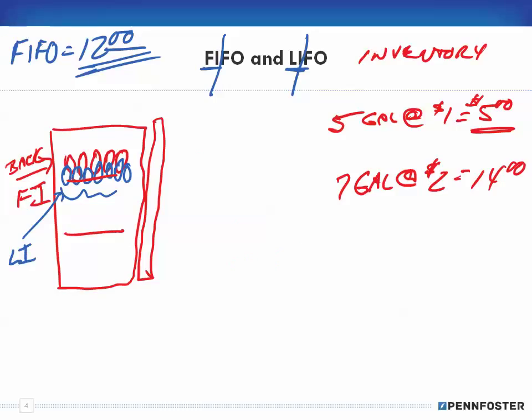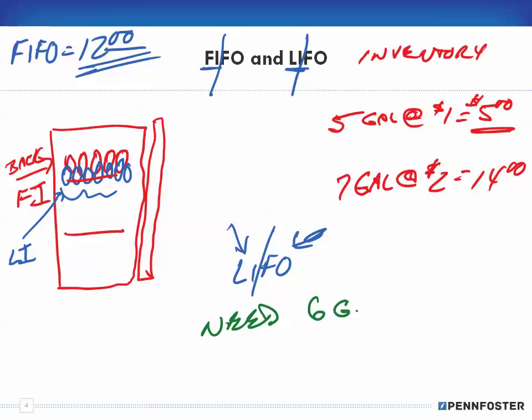Now, if I'm using the LIFO method, last in is the first ones I want to take out. So if I need 6 gallons, which ones am I going to take out? I'm going to take the last ones out. The last ones I had put in are in the group of 7. So I have to take out 6 of them.